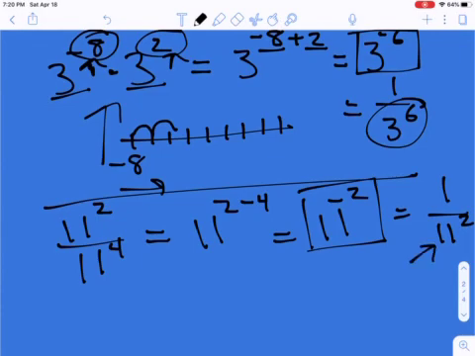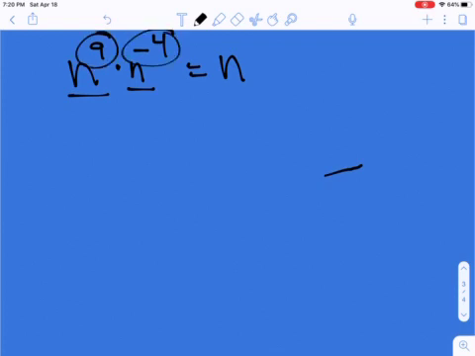All right, we're going to look at a total of 3 more examples. So let's look at this with variables. If I have n to the 9th, I'm multiplying that by n to the negative 4 power. Again, it's the same thing. My common base is n, right? And then I have 9 and negative 4, and because I'm multiplying these, I'm going to add my exponents.